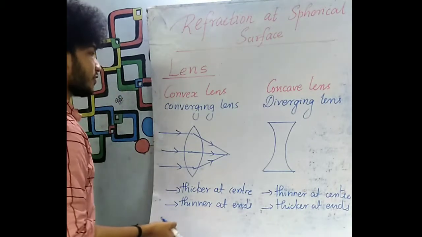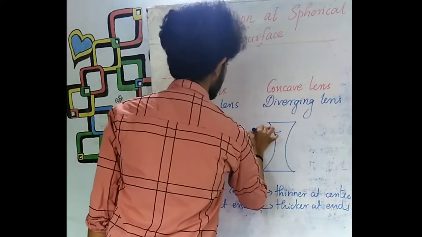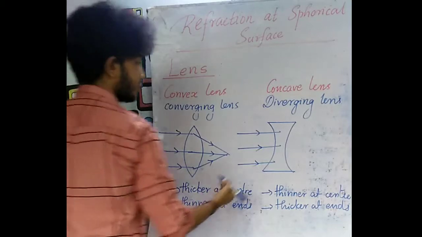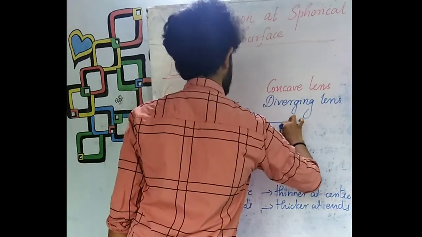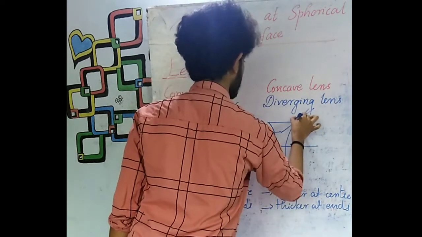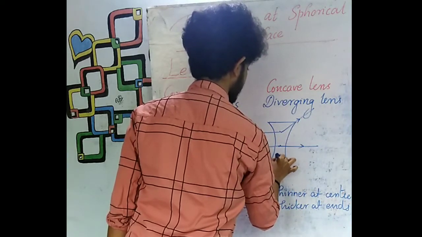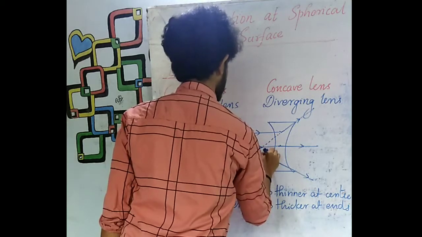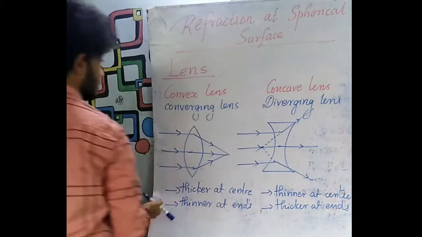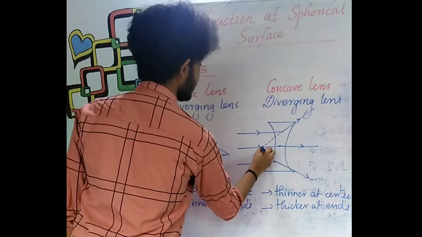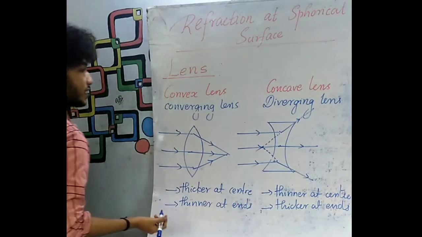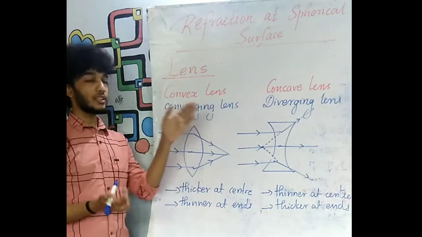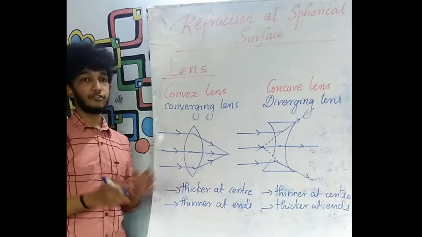But on the other hand, when a beam of light is incident on a concave lens, after refraction, they diverge. Each of these rays diverges, and on extending these rays backward, they appear to meet at a point. Since the lens diverges a ray of light which is incident on it, after refraction, the ray diverges. Therefore, the concave lens is also known as a diverging lens.